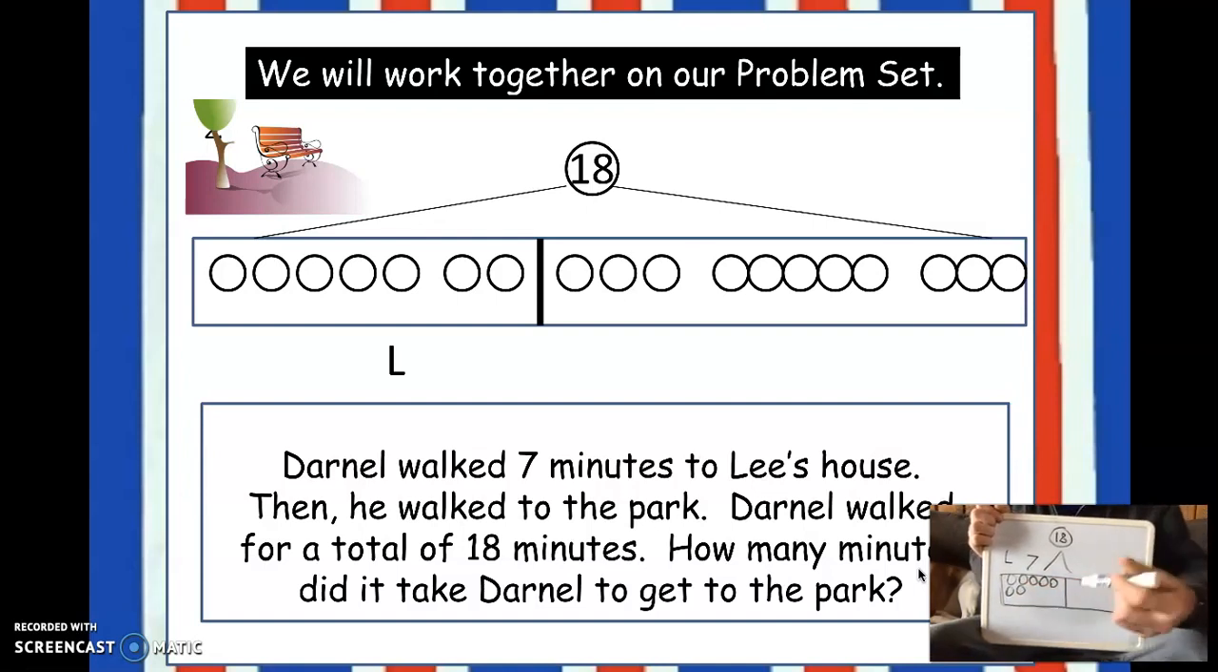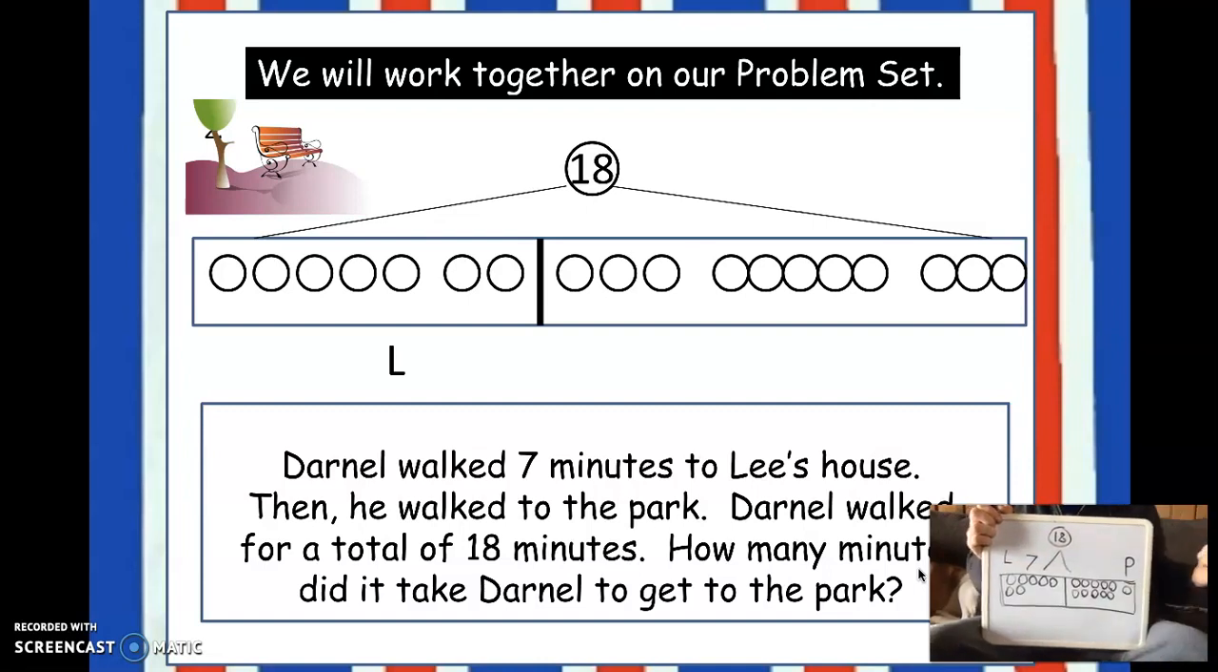So if I'm starting at 7, this will be 8, 9, 10, count with me, 11, 12, 13, 14, 15, 16, 17, there's a whole 10 frame, 18. All right, now I know I have 18 circles in this whole tape diagram.